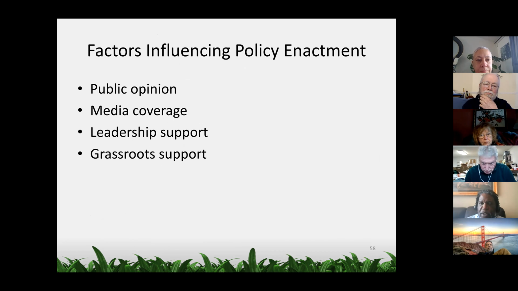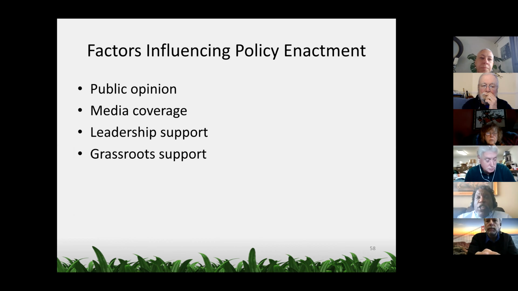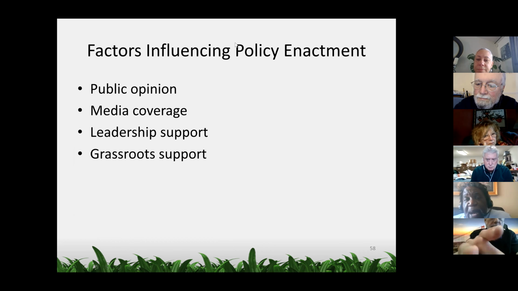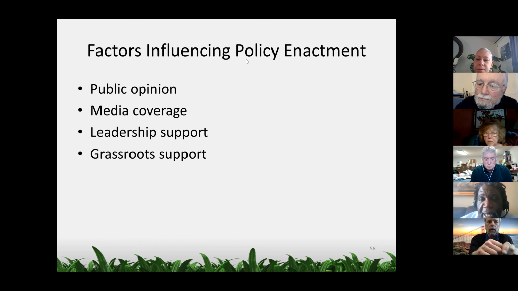But factors that influence policy enactment are really critical. Public opinion, media, leadership, message, grassroots support. You see what happened with policy. We can make changes. Think of what policies have taken place in your state, and what have you seen change because of those policies. Type something in the chat real quick and tell me what that has been. Anything in your state or your community that has been enacted, influenced by either public opinion, media coverage, leadership support, or grassroots support. Anything.